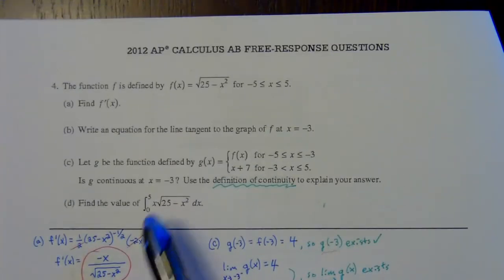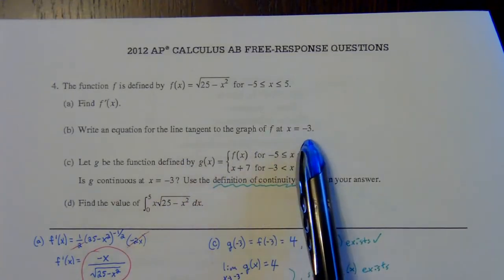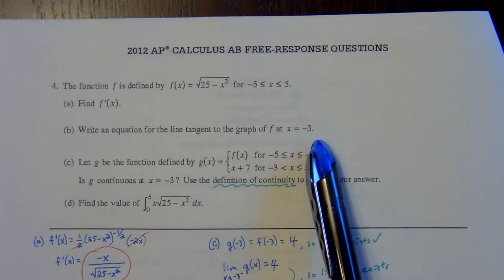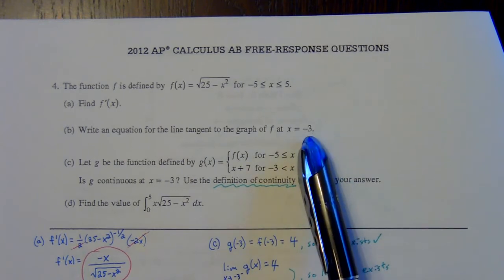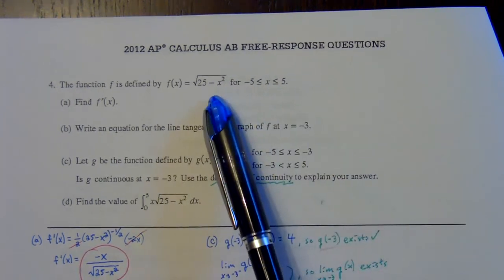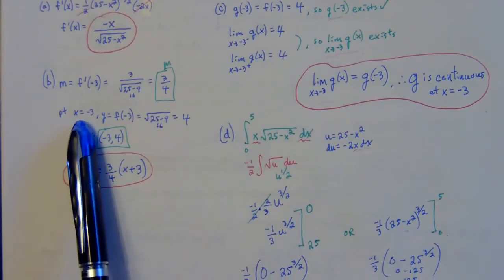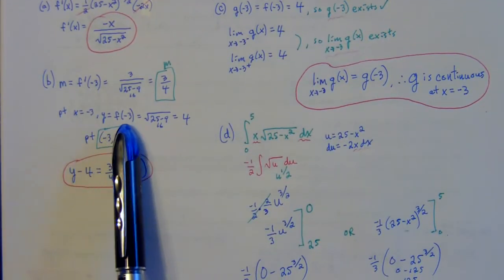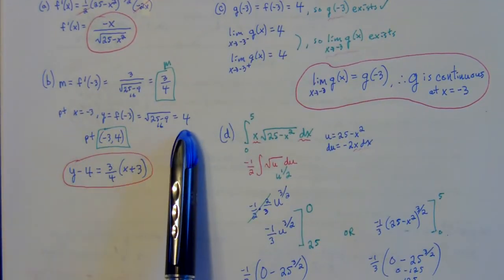Letter B says write the equation of the tangent line, and gives us a point. Now to get your point, it gives you the x value, right? So to get the y value, you've got to take that -3 and plug it into the original function to obtain that y value. So that's what I'm doing right here to get my point. Plug that -3 into the original function, and I got a y value of 4.